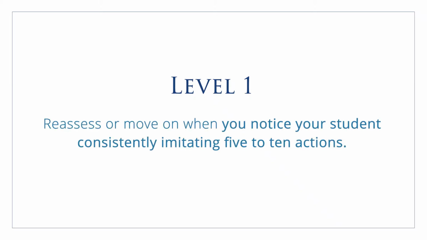These are the skills to look for to know when it's time to move on from each level of the language pyramid. Level 1. Reassess or move on when you notice your student consistently imitating 5 to 10 actions. When prompted to imitate an action, the student should successfully attempt an imitation more than half the time.